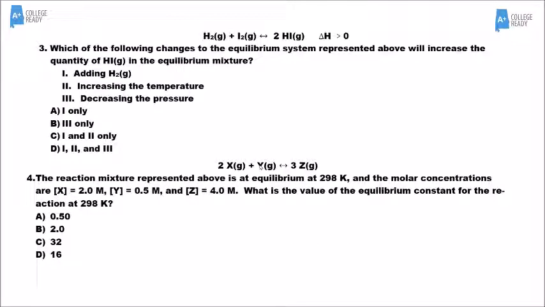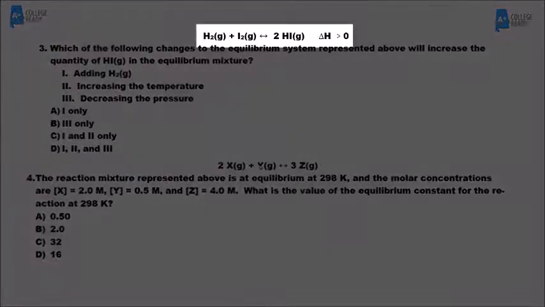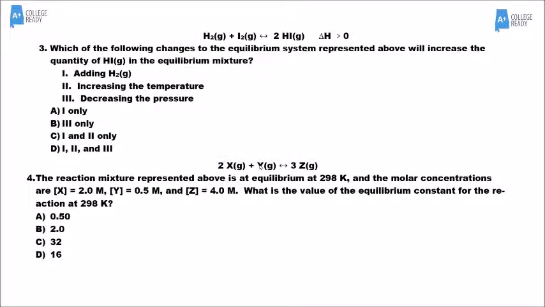Number 3 is also a Le Chatelier question. We know that the equation goes from 2 molecules of gas to 2 molecules of gas. We also know that the delta H is greater than 0, which means it's endothermic. So we just need to decide out of 1, 2, and 3, which one will cause the quantity of HI, in other words, a shift to the right, to increase. Adding H2, since you're adding a reactant, it will cause more HI to form.